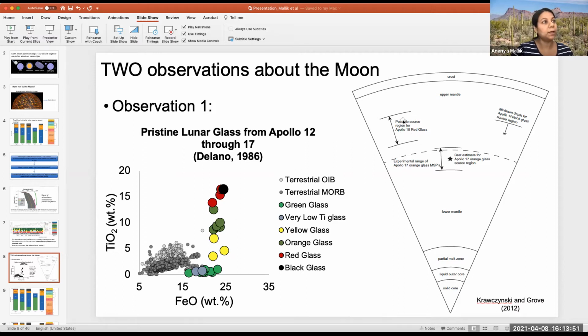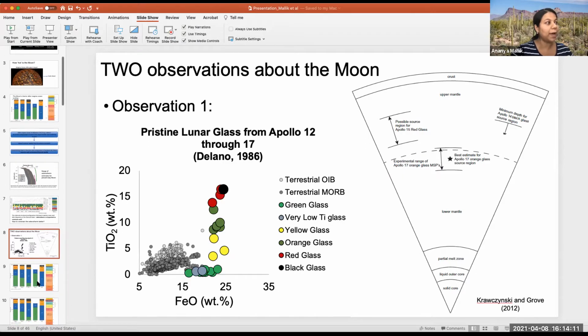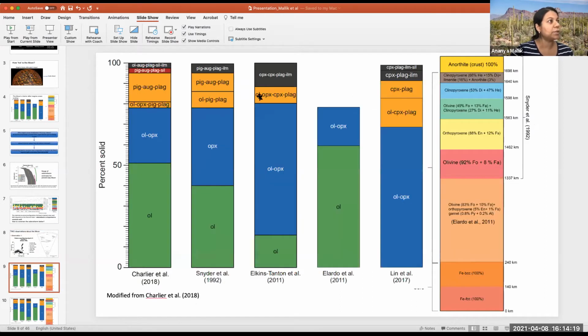So here you can see these are the Apollo red glasses, the red glasses right here, the black glass, and so on. The thing to notice is that all of these lunar glasses are actually sourced from within even a few hundred kilometers inside the lunar mantle. So now, of course, the question is, how do you have some iron-titanium enriched source at those depths inside the lunar mantle? Because if you recall, going back to these figures, if you look at the lunar magma ocean crystallization sequence, the only iron-titanium enriched layers were at the very top. There isn't really anything here that would explain the iron and titanium enrichment.